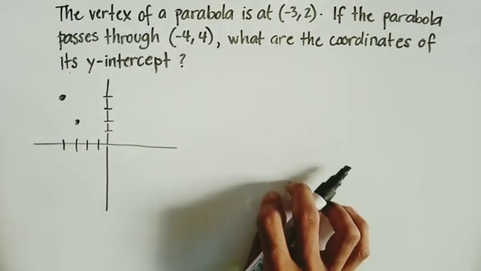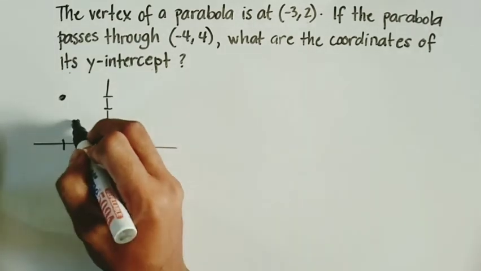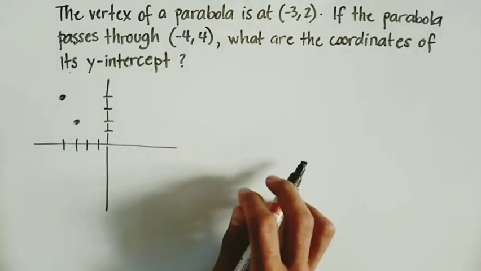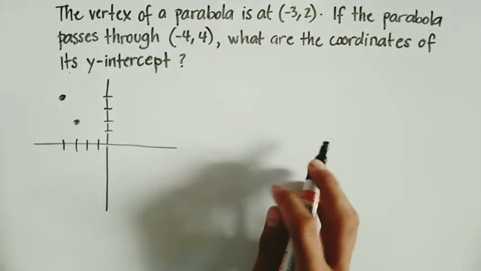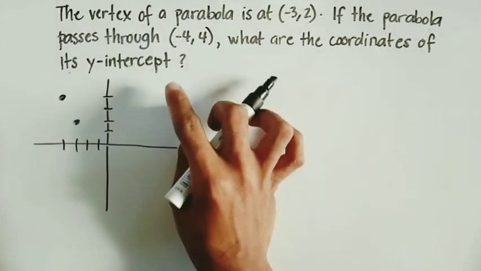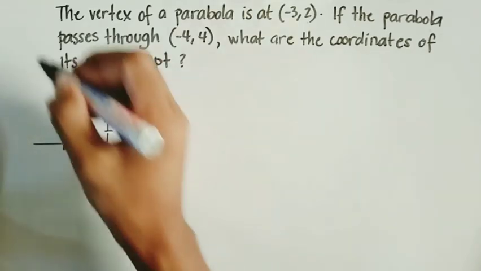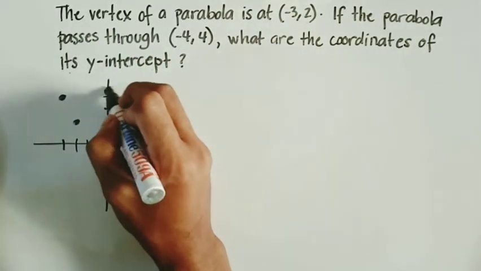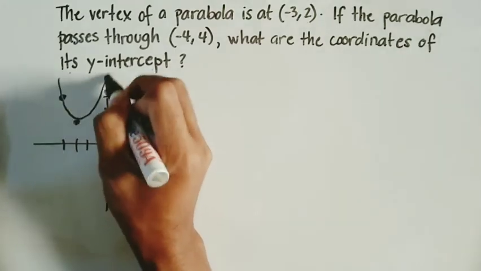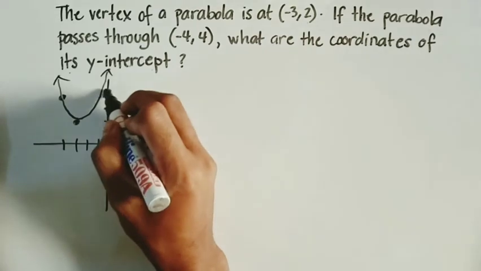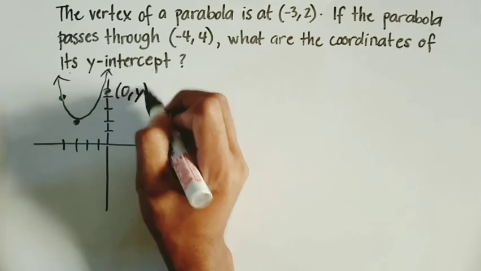Next, ang hinahanap yung coordinates ng y-intercept. So, since ito yung vertex ng parabola, ang possible lang na drawing nito is either pa ganito or either pa ganito. But since meron tayong y-intercept, siya yung dadaan sa y-axis, so ang possible na graph lang niya is pa ganito. Kasi impossible naman na andito yan. Ito yung possible na graph ng parabola natin. And ang hinahanap natin is yung coordinates nito, which is 0, y.